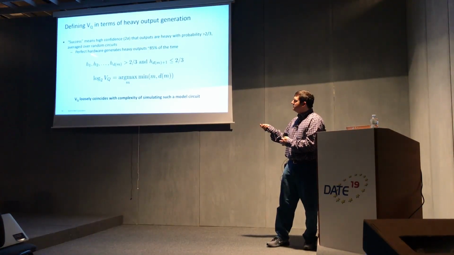Now, perfect hardware would generate heavy outputs most of the time. Okay, noisy hardware will not. So what we do is we increase the depth, and we look at this heavy output, and at some point we reach some depth where we fail this test. Okay, and then we look at, so our volume is defined in terms of.